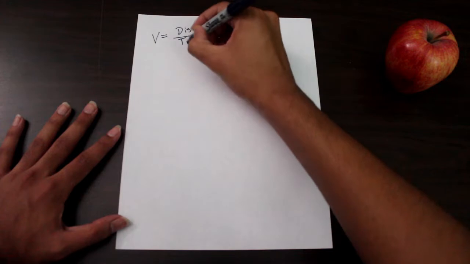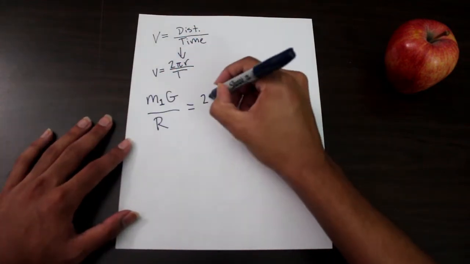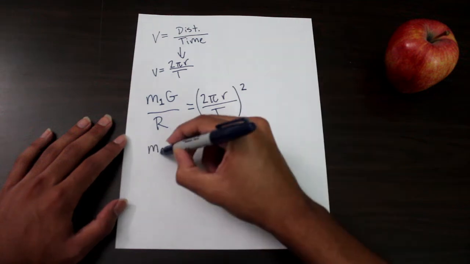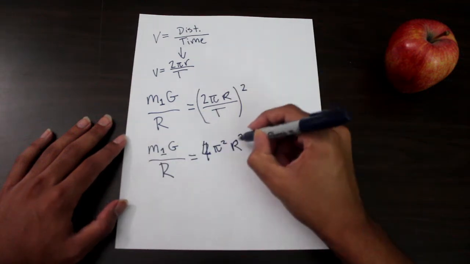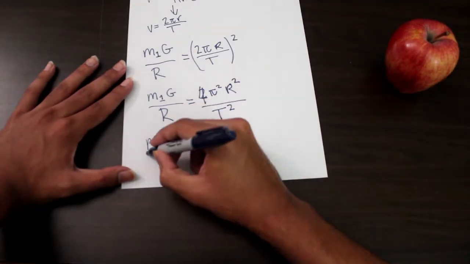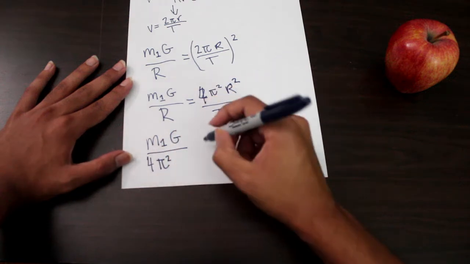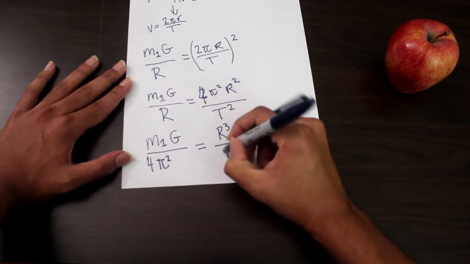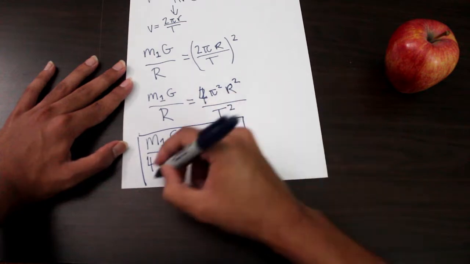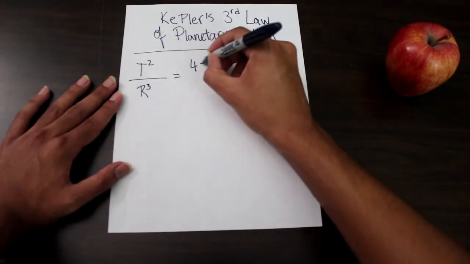Going a little further, since we know that the velocity equals distance divided by time, and in this case the circumference of the orbit divided by the time, we can say that 2 pi times the radius of the orbit divided by the time, squared, is equal to the gravitation constant times the mass of the object divided by the radius of the orbit. When we simplify through algebra, we are left with this equation. Through this equation, we get what is known as Kepler's third law.